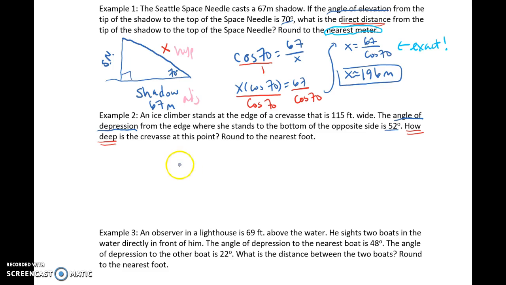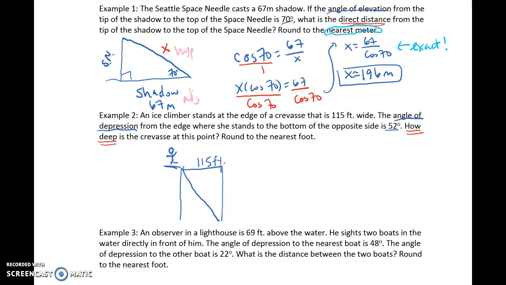So, if you think about the ice climber, this happy little person, hopefully all bundled up for the cold weather, standing at the edge of some cliff. And it doesn't really matter what that crevice looks like, but we do know that from one end to the other, it is 115 feet wide, right? And then, so here's my opposite side. And we know the angle of depression from where she stands to the bottom of the opposite side is 52 degrees. So that's telling us the line of sight is from the edge, right, where her feet are, to the bottom of the opposite side. So that's my line of sight.